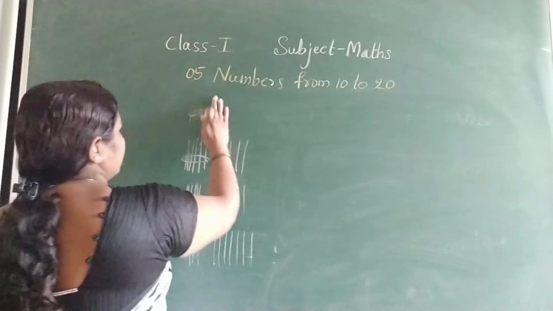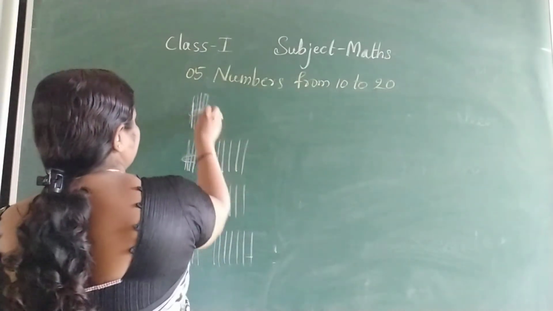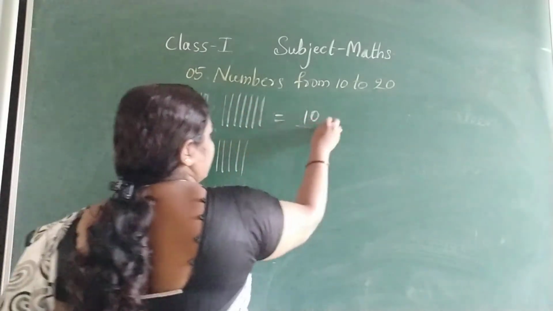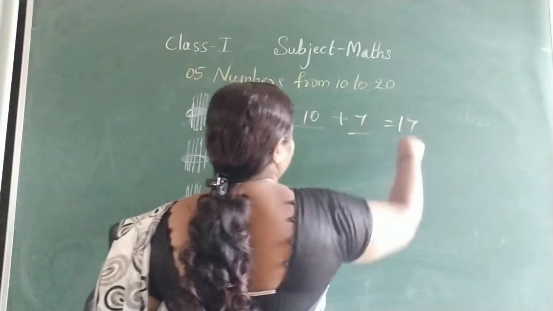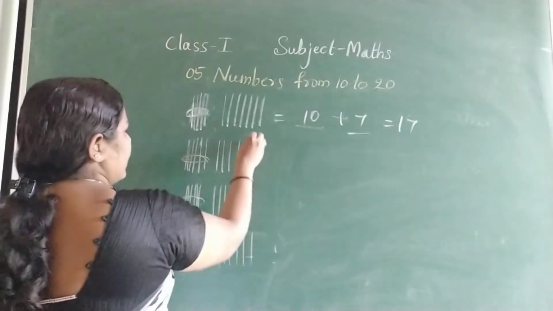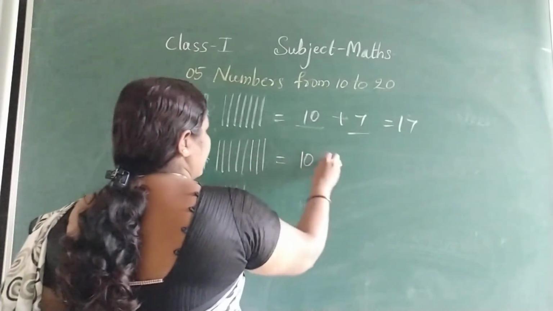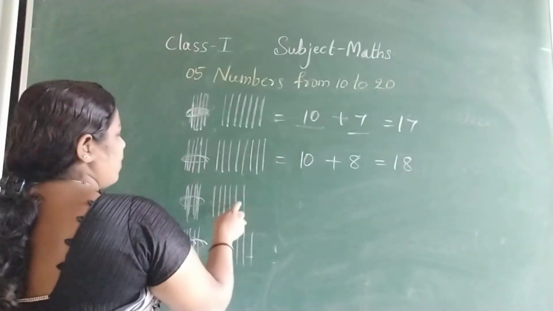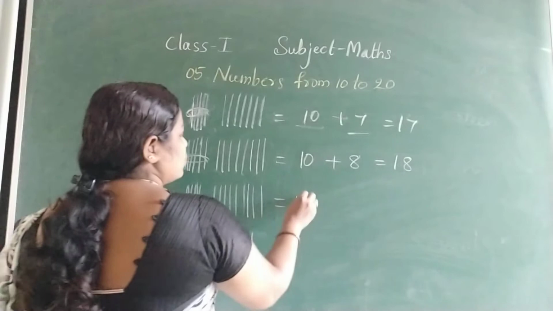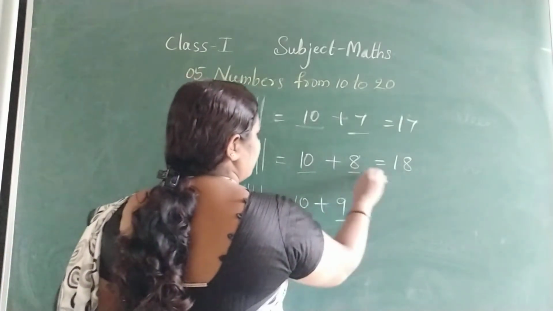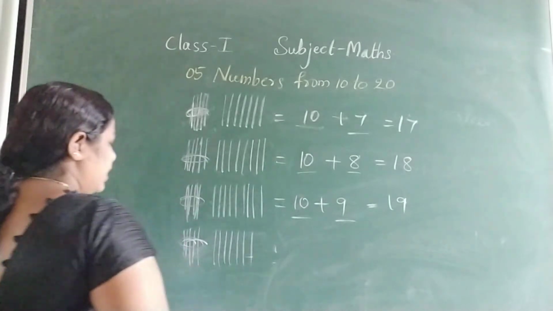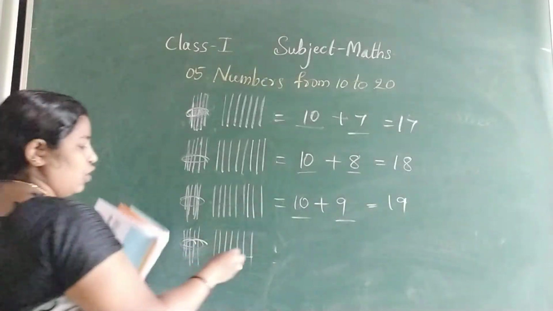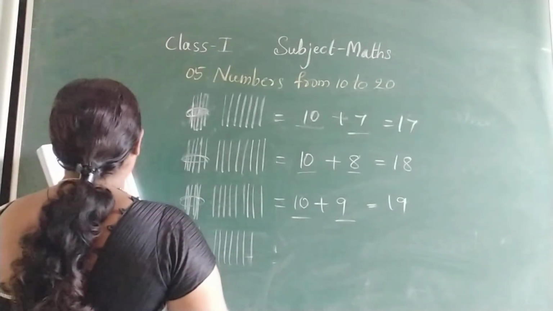Now see, this is one bundle. 1, 2, 3, 4, 5, 6, 7. So 10 plus 7, 8, 9. So 10 plus 9 is equal to 19. Now just see the last one. Here one bundle with 9 pens, 10 pencils separate.